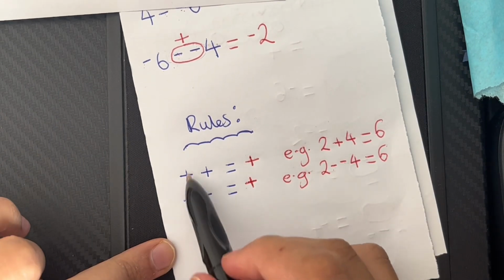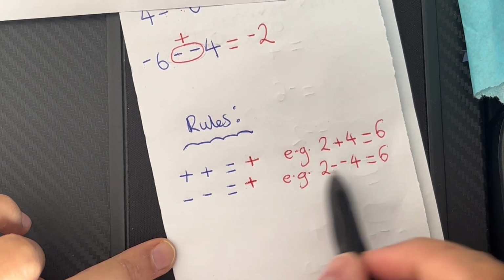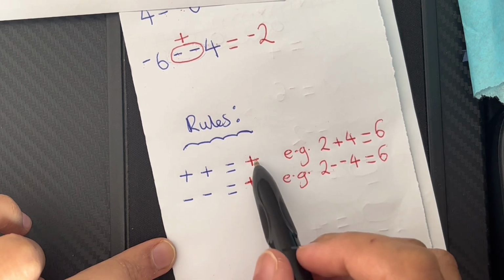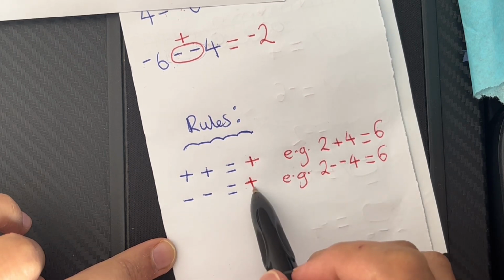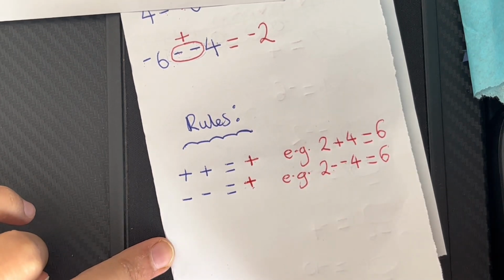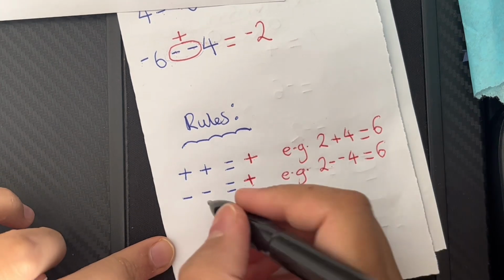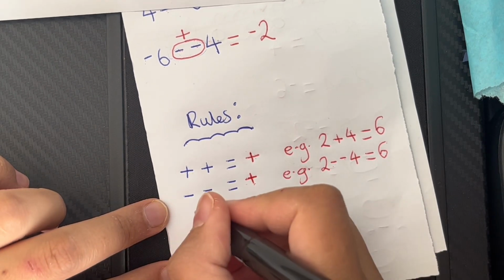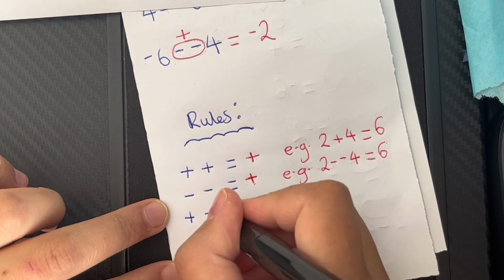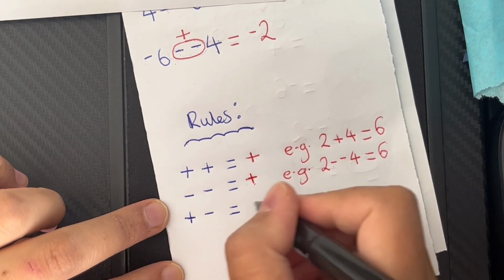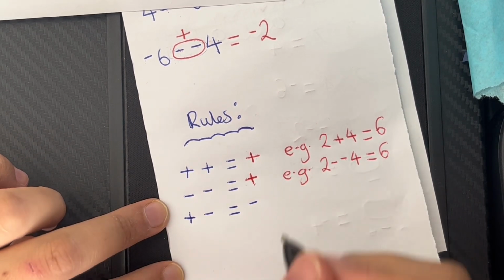So when your signs are the same, and they're right next to each other, then you are actually adding your numbers together. And on the flip side, if you've got 2 different signs, for example a plus and a minus right next to each other, you will actually be subtracting your 2 numbers.